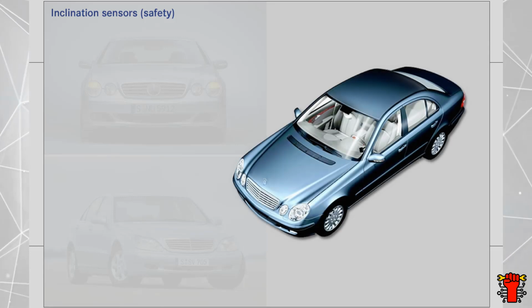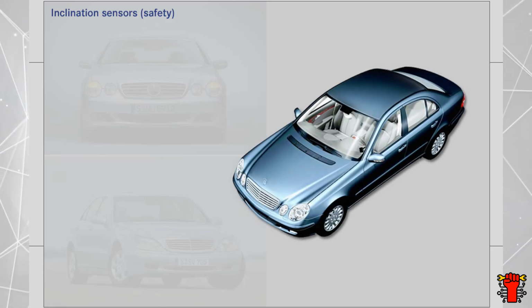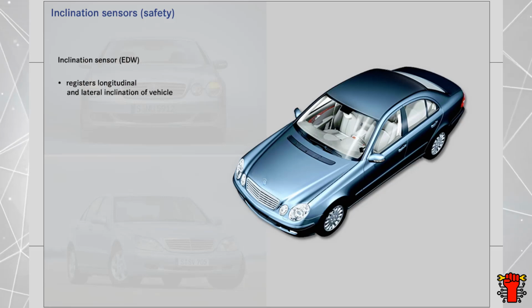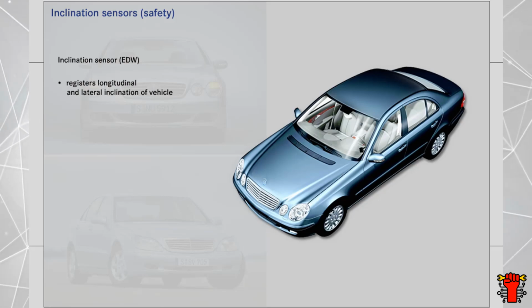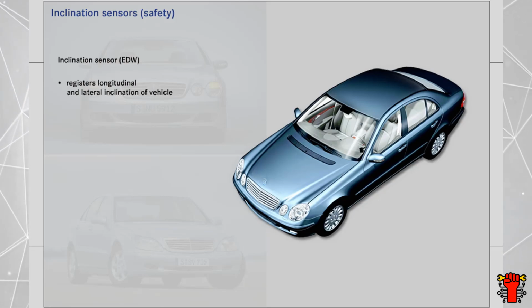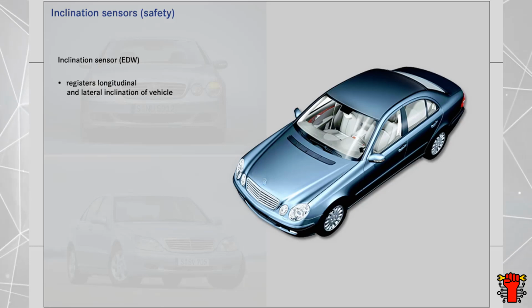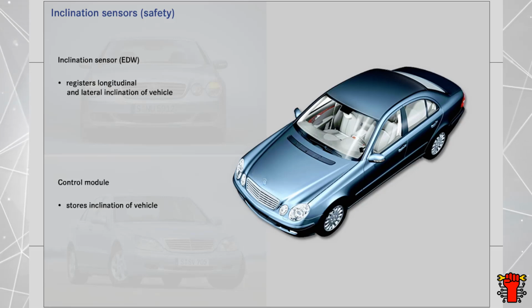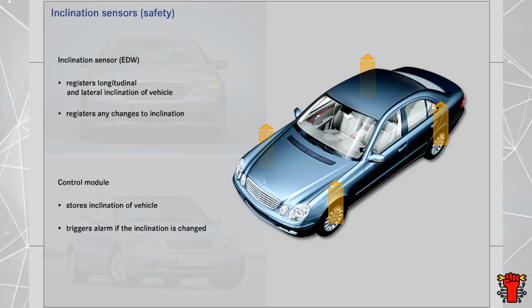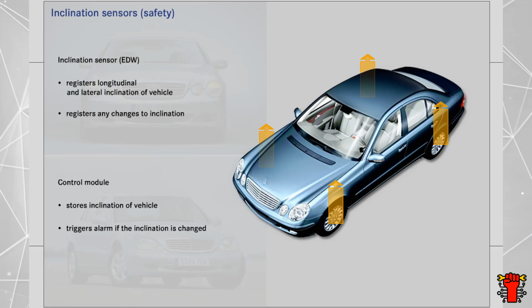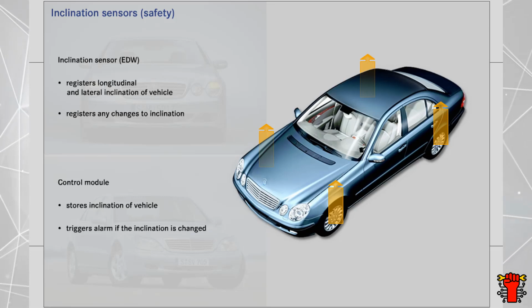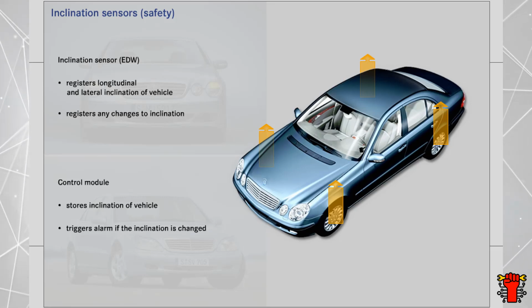Vehicle theft prevention is another safety application in which sensors are used. The inclination sensor of the anti-theft alarm system, or EDW, for example, determines the position the vehicle was in when it was parked. This is stored in the control module. Any change in the current position is registered by the inclination sensor, and the control module triggers the alarm.